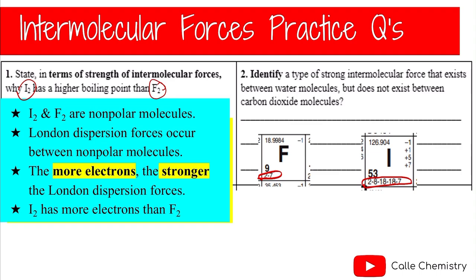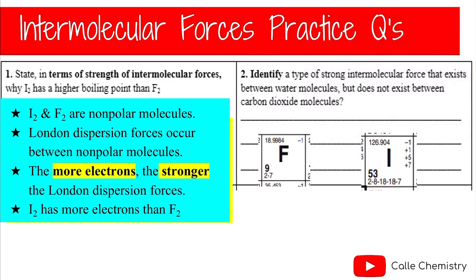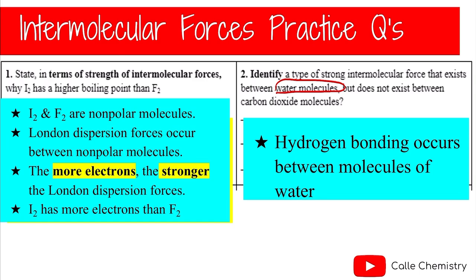Now going to number 2. Number 2, identify a type of strong intermolecular force that exists between water molecules but does not exist between carbon dioxide. So the one that exists between water molecules. That intermolecular force is called hydrogen bonding.